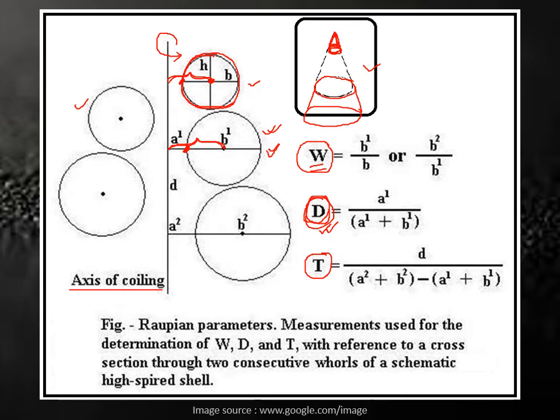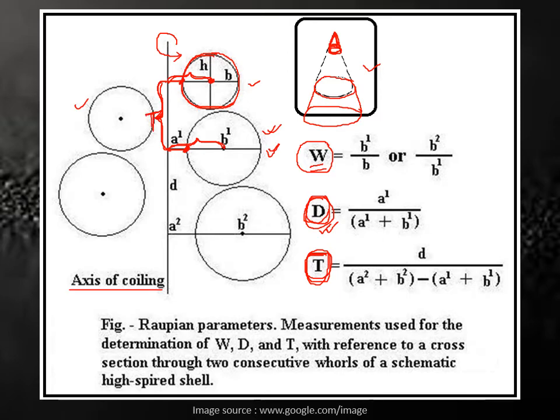That is the distance from the axis of coiling. So the difference between the distance from the axis of coiling after one complete 360 degree rotation, that is denoted as D. And the last one is called T, that is called translation rate. That means the change in position of the generating curve along the vertical axis after one 360 degree rotation. So this is your T, that is after one complete 360 degree rotation, the generating curve comes here. So the shifting of the generating curve after the 360 degree rotation will be of this much amount. So this is your T.